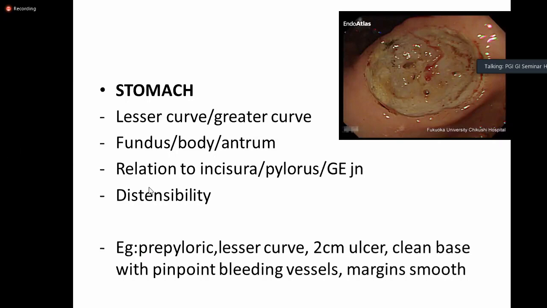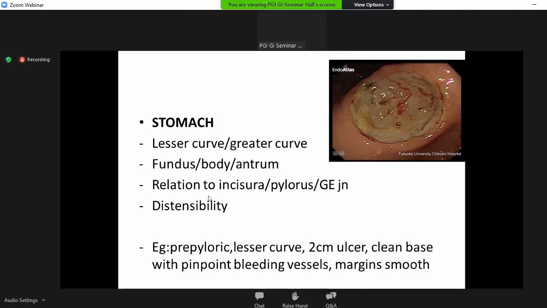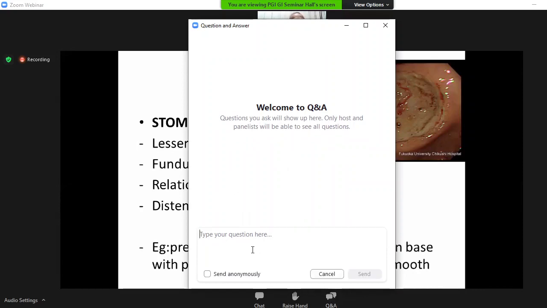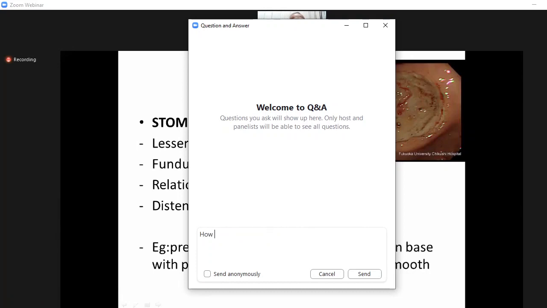And something very important akin to the motility of the esophagus, the distensibility of the stomach. Again, something not reported widely. This is something simple to see, inflate air and see is the stomach distensible or not. In patients with infiltrative lesions, particularly carcinoma, the distensibility of that particular segment will be reduced.